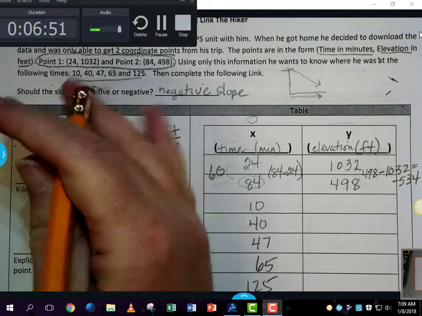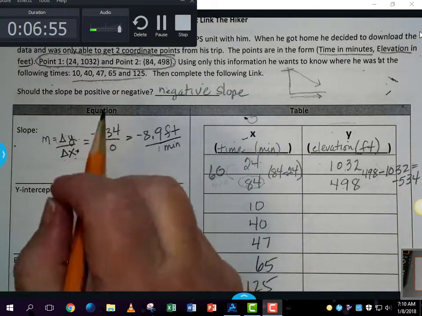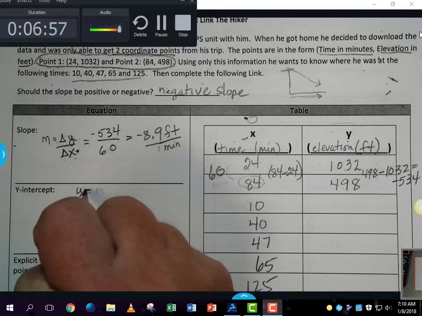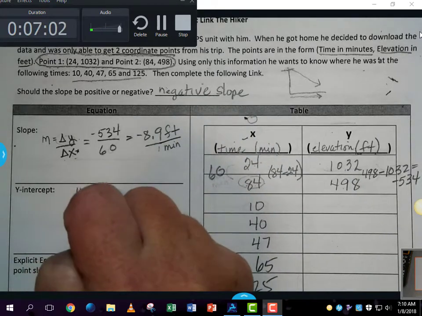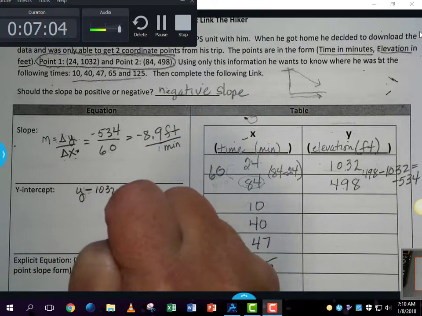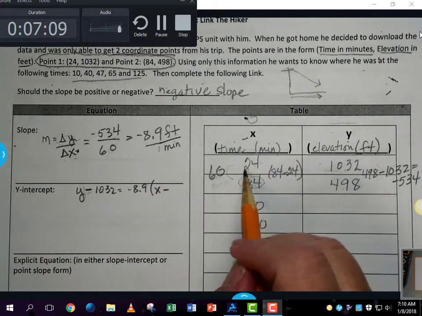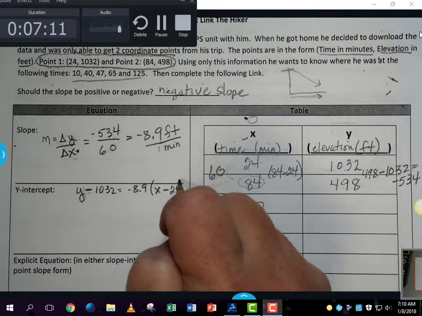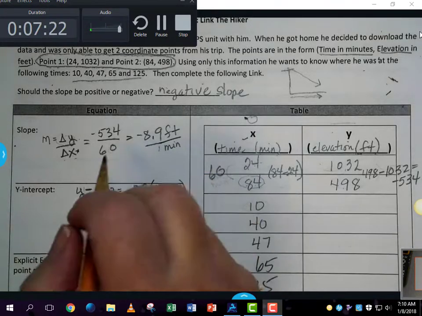since you have the slope and a point, you could start with the point-slope form. So I could say y minus, and I'll just use this one, 1032 equals negative 8.9 times the quantity x minus 24. And then I can leave it like this. Of course, that doesn't give me the exact y-intercept, but to find the y-intercept, I can just turn this into slope-intercept form.